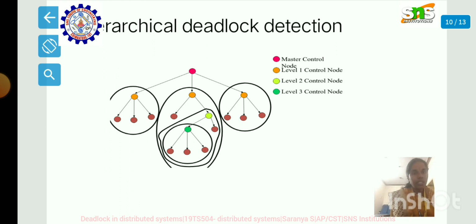A tree pattern has a master control node, a level 1 control node, a level 2 control node and a level 3 control node. The principle of deadlock detection is that the sites are organized in a structure in which one site is at the root of the tree.